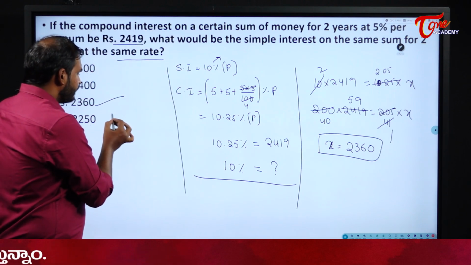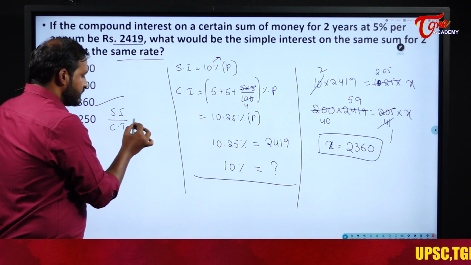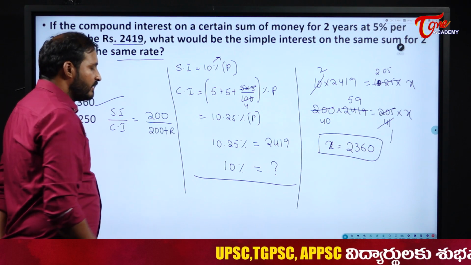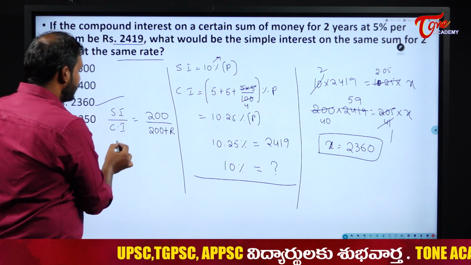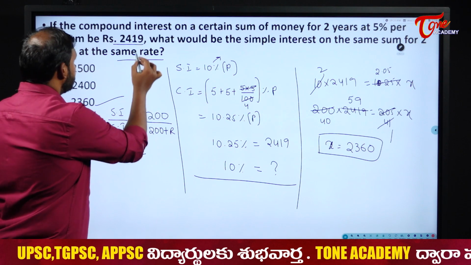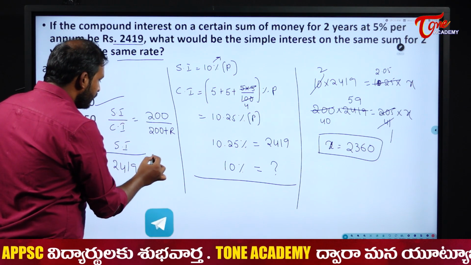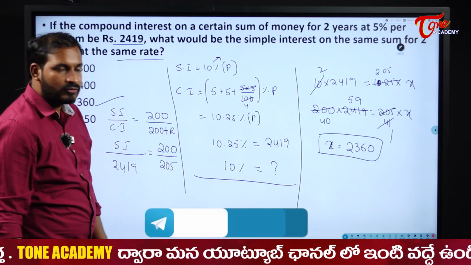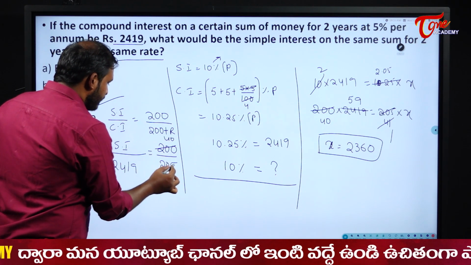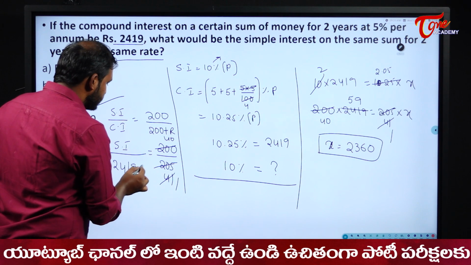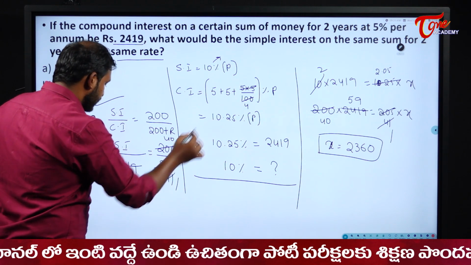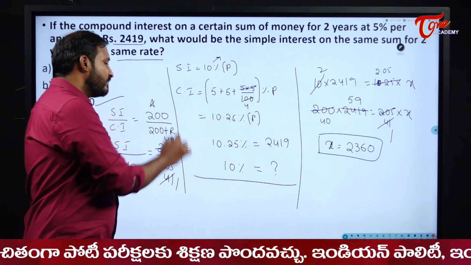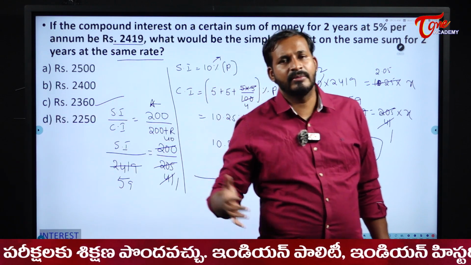Just now I have written SI by CI is equal to 200 by 200 plus R. Now substitute in this. SI we don't know, we need to find that one. Compound interest is given for us as 2419. That is equal to 200 by, what is the rate of interest? 205. 200 by 205. So 540s are, 541s are, similarly 41 ones are 41, 59 times, right? So simple interest will become 59 into 40. Anyway, you will get the same answer.